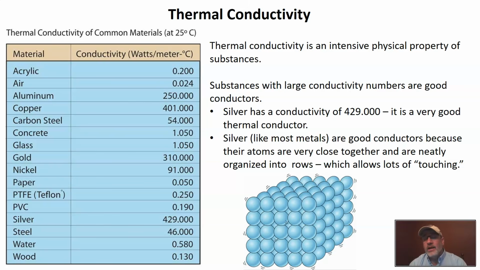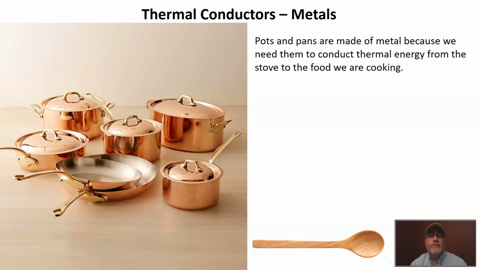That comes down to, again, their atoms being close together and being organized, which allows for lots of collisions and lots of touching. We use metals a lot in the kitchen because we know that they are good thermal conductors. Pots and pans are mostly made out of metal because we need them to conduct that thermal energy from the stove to the food that we're trying to cook. Glass itself, while it also has very organized particles that are close together, is another example of a thermal conductor.